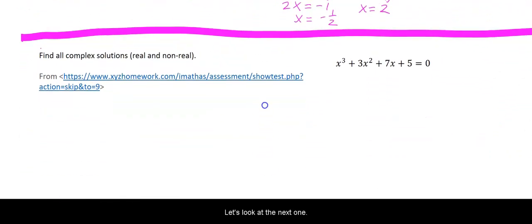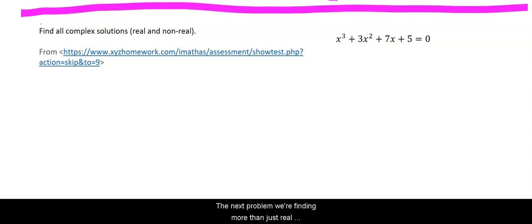Let's look at the next one. In the next problem, we're finding more than just real solutions. We're also finding imaginary or complex solutions with a non-zero imaginary part. However, the rational factor theorem is the same. Take the constant at the back and divide by the leading coefficient from the front.